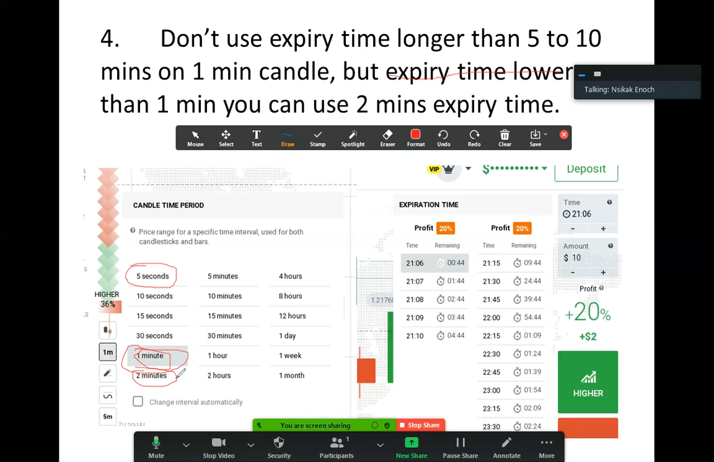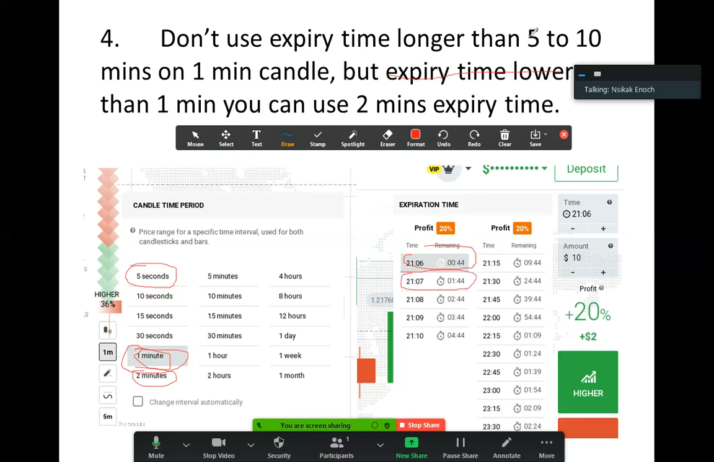With 2 minutes, at times it's not that safe because most of the time the market might still pull back to form the second trend. If it pulls back before the second trend, it means you might lose or you might win. So if you have to use 1 minute expiry time, make sure your 1 minute expiry time is correct. If you have to use 2 minute expiry time, make sure your 2 minute expiry time is correct.